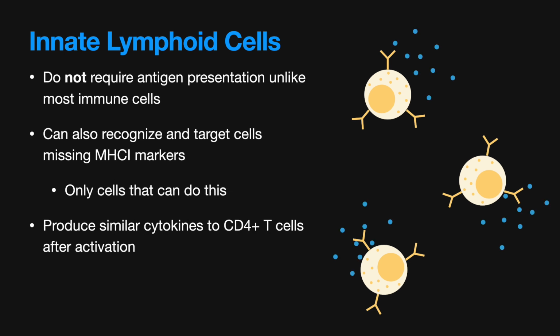The unique feature of innate lymphoid cells is that they do not require antigen presentation to become active, unlike most immune cells. They are also able to recognize and target cells that are missing MHC1, which we will discuss a little bit later. They are the only cells that are able to do this, which makes them useful for identifying damaged cells that would otherwise escape immune system recognition. Once activated, these cells produce similar cytokines to CD4 T cells.